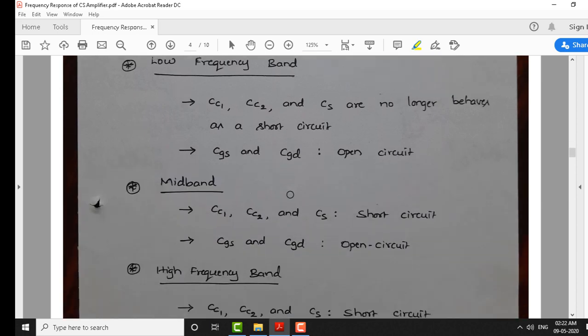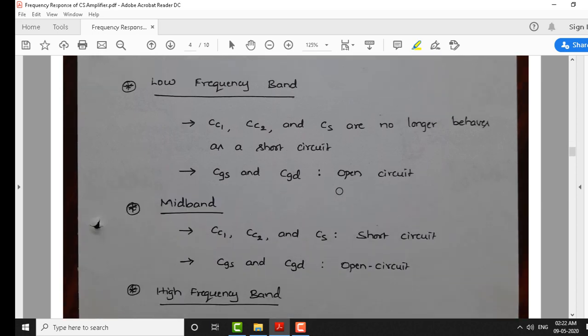Now let us summarize what we have discussed so far with modeling of the low pass filter and high pass filter with RC elements. We have seen three frequency bands in the overall frequency response of a common source amplifier. Let us first focus on the low frequency band.